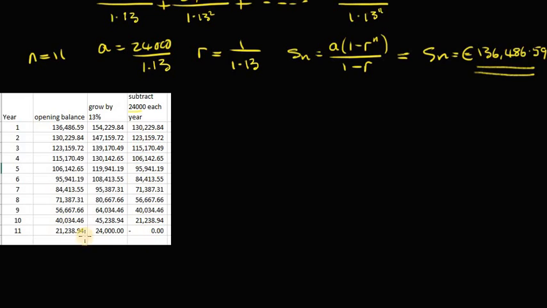And as you can see, at the end of year 11, there's 21 grand in at the start. It grows by 13%, gives me 24 exactly, and then I take it out and it's all gone. So my annuity has done the job it was intended to do.